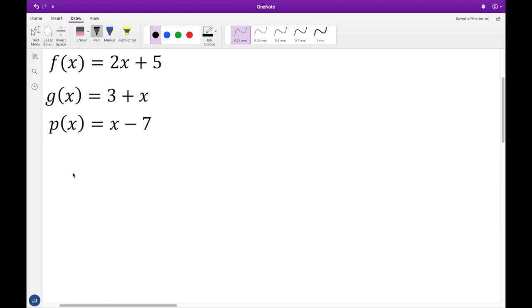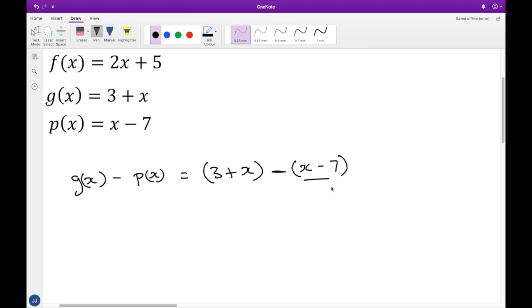Let's try the g of x minus the p of x, right? So the g of x is what? 3 plus x, and then I'm gonna minus the p of x, which is x minus 7, right? Now you can see I have this negative minus in front of these brackets here, so that means that this negative here is going to affect everything inside of these brackets.